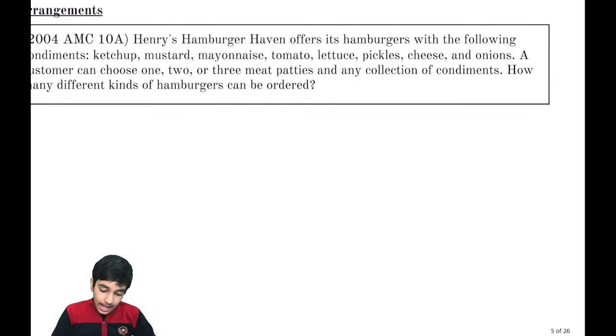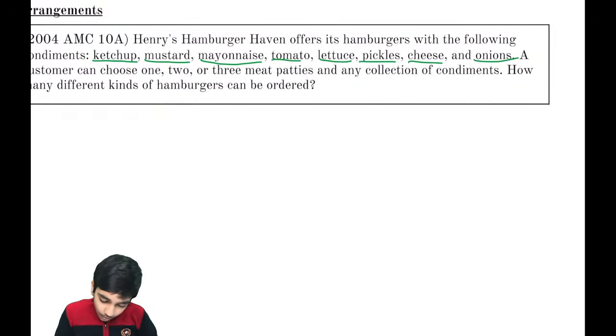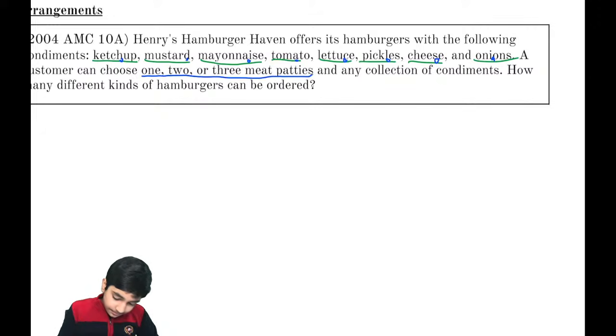Henry's Hamburger Haven offers its hamburgers with the following condiments: ketchup, mustard, mayonnaise, tomato, lettuce, pickles, cheese, and onions. Wow, that's a lot of condiments. So we have 1, 2, 3, 4, 5, 6, 7, 8 condiments. And then we can either have 1, 2, or 3 meat patties in any collection of condiments. How many different hamburgers can be ordered?